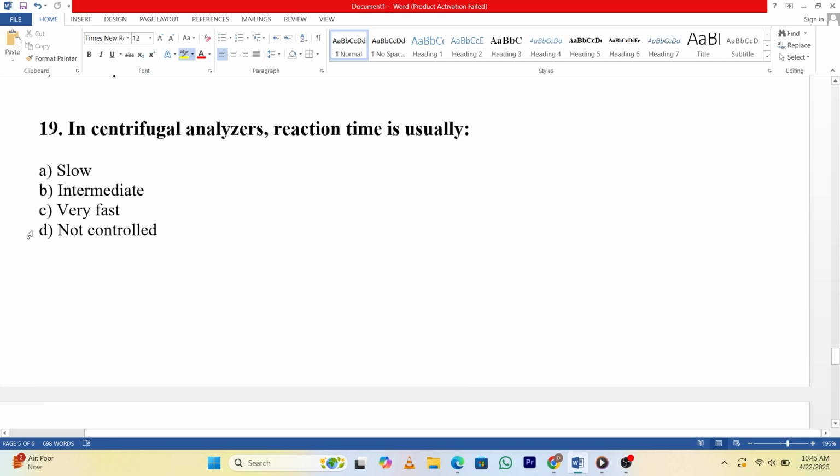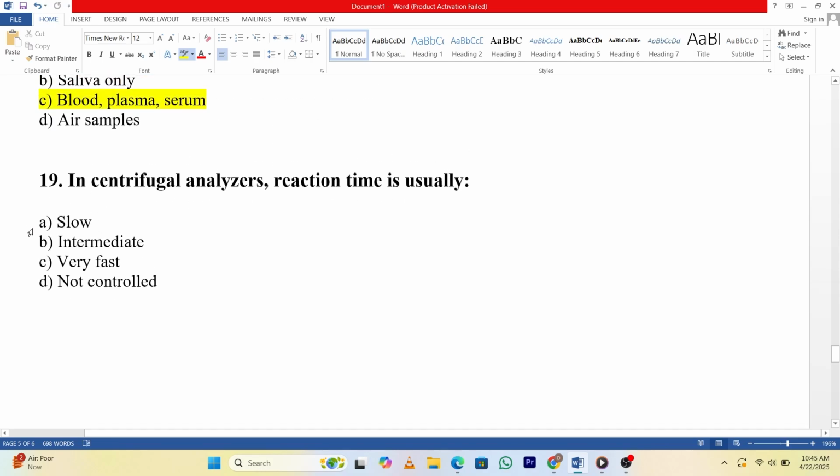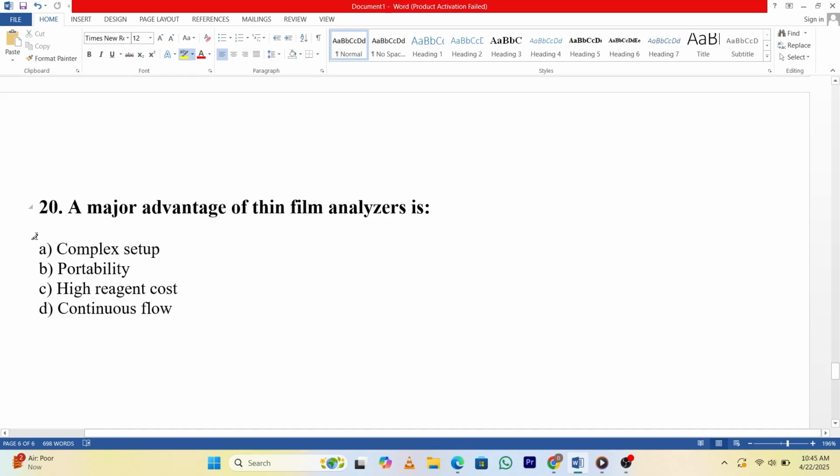19. In centrifugal analyzers, reaction time is usually A. Slow. B. Intermediate. C. Very fast. D. Not controlled. Answer, C. 20. A major advantage of thin film analyzers is A. Complex setup. B. Portability. C. High reagent cost. D. Continuous flow. Answer, B.